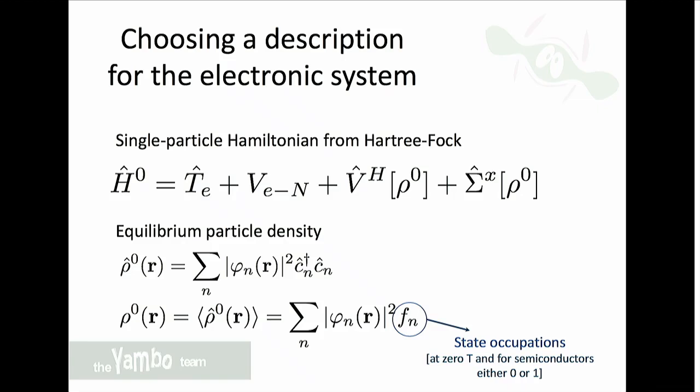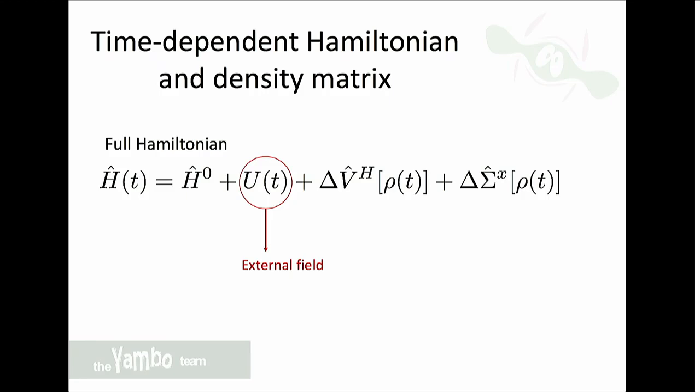And you see at equilibrium, basically, if we expand it in single particle states, it just gives us the state occupations. So these f occupation factors that you have also in the Yambo cheat sheet for a semiconductor at zero temperature, they're just zero or one. Nothing very complicated at equilibrium. However, now a laser is coming to the system and it's rearranging a bit this density. So the full time-dependent Hamiltonian in this case is like this.